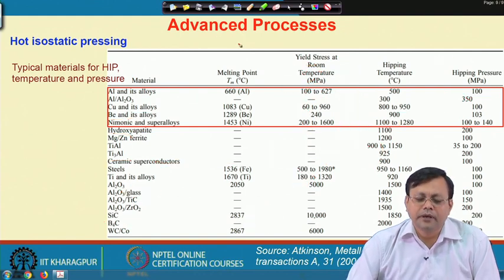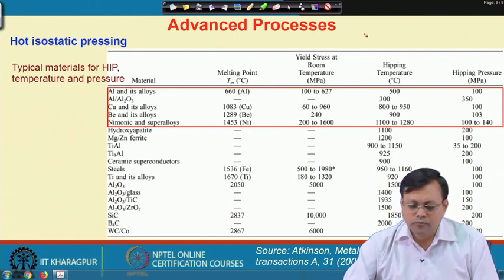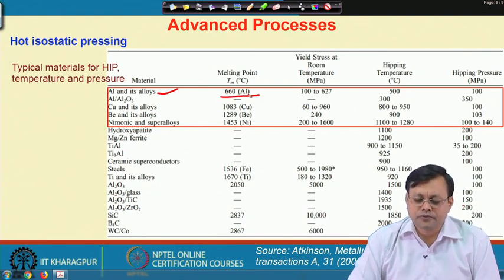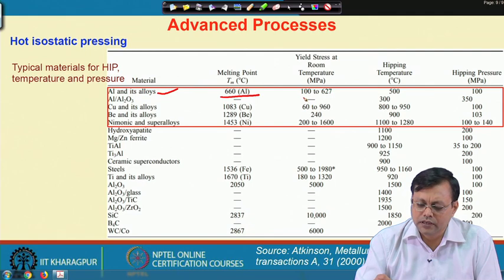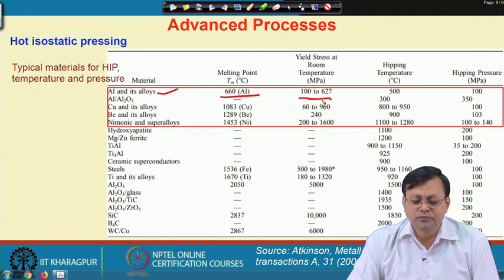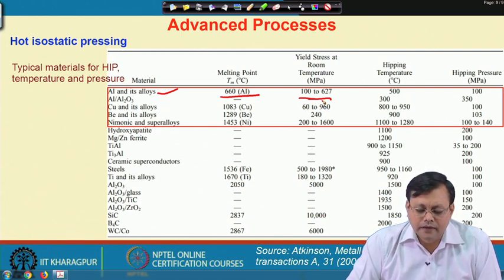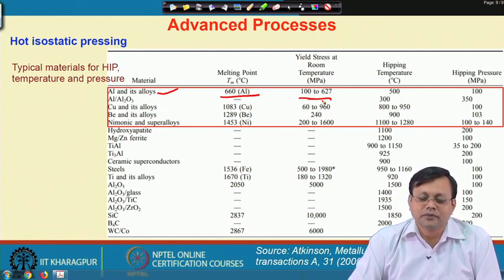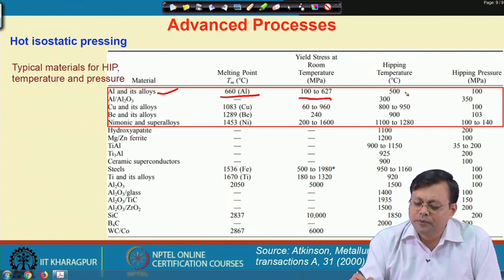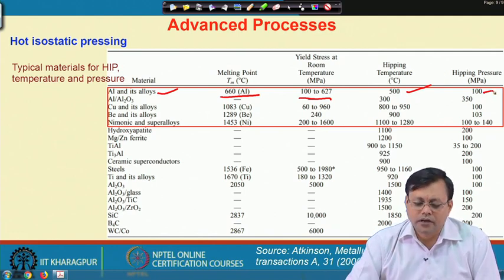Now, in typical hot isostatic pressing of aluminum and its alloys, since aluminum has a melting temperature of 660 degrees, the yield stress at room temperature may be something like 100 megapascal, and if they are nano powders or nanocrystalline then it may reach up to 600. And let us say if aluminum alloys contain some nano intermetallics or very fine size intermetallics, then it can also increase the strength. So, the typical HIPing temperature is about 500 degrees centigrade and pressure of 100 megapascal.